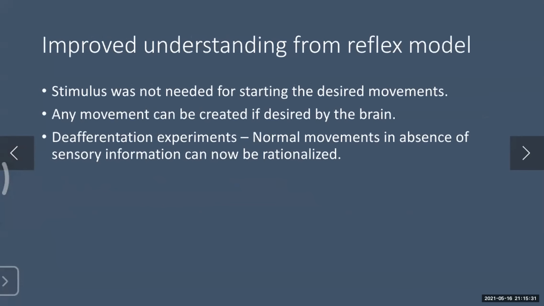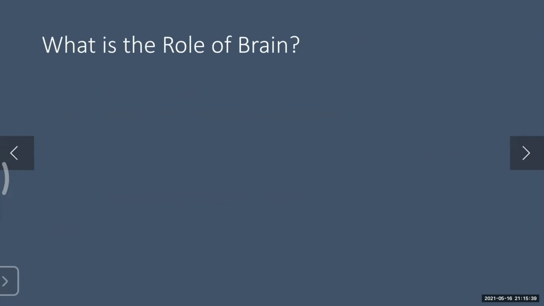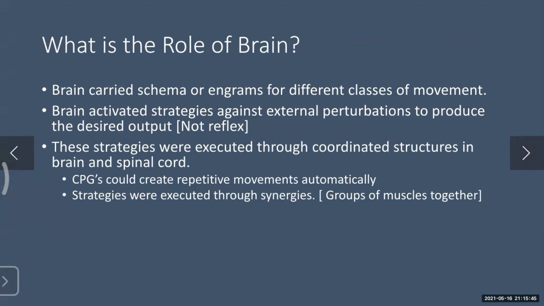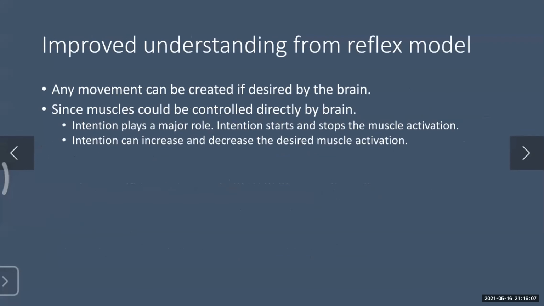So first we saw how motor control happened. We said that it happened through generalized motor programs. And number two, what was the function of the brain? The brain created the schema or engrams and it activated strategies. Strategies activated the synergies, and through synergies, the movements were executed and the specific features of muscle activity were brought in. In addition to the relative scaling and timing, depending on the context, the absolute force and time were also specified. I hope you're clear with that, right?